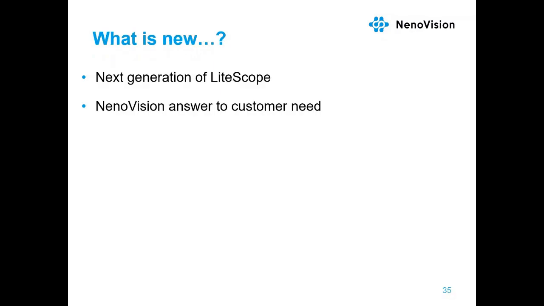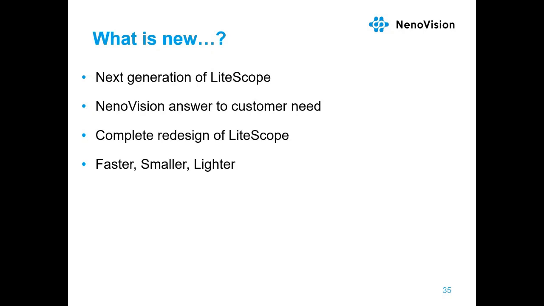That's LiteScope 2.0. So what's actually new? We are talking about the next generation of LiteScope. For several years we were carefully listening to customer needs, and LiteScope 2.0 is our answer. Even though it does not look like it, it's a completely redesigned LiteScope number one. There is different cabling, a different scanner, and different preamplifiers in order to get better performance and provide a faster, smaller, and lighter AFM module for SEM.